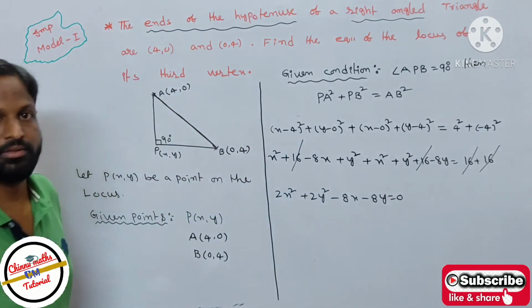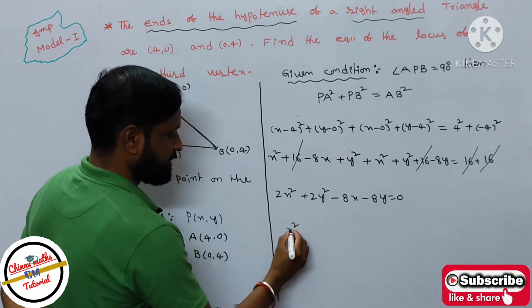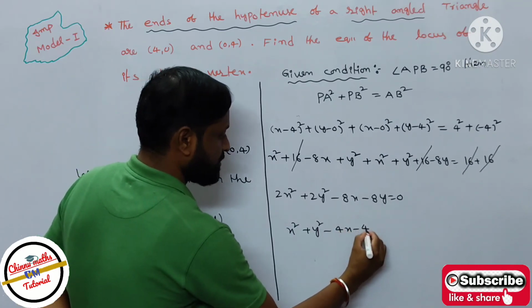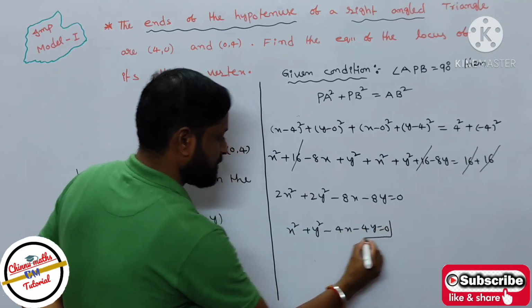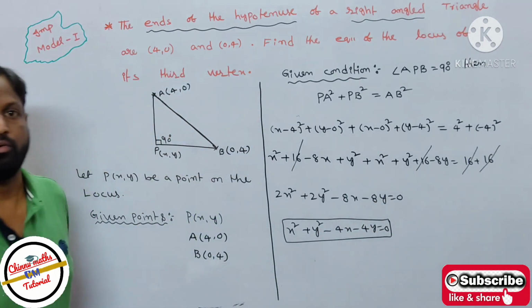What is the common factor? 2 is the common factor. Then the final solution is x square plus y square minus 4x minus 4y equals 0. So it is our required equation of the locus.